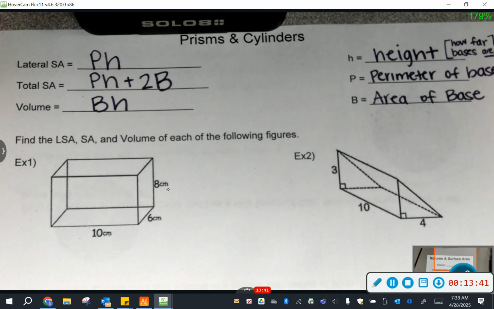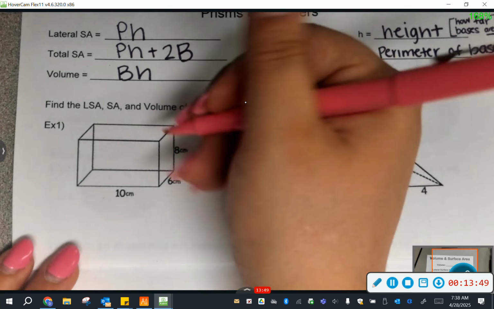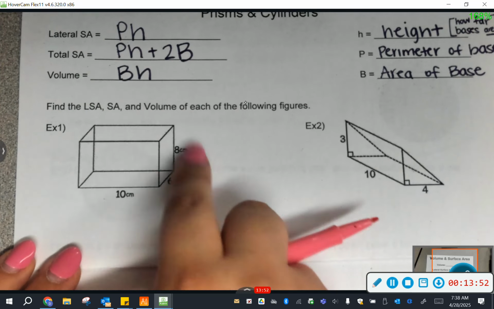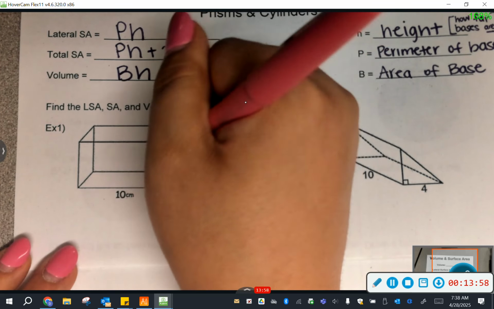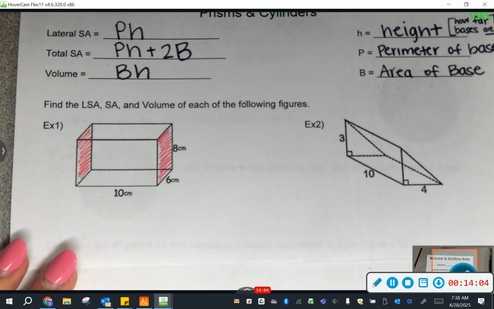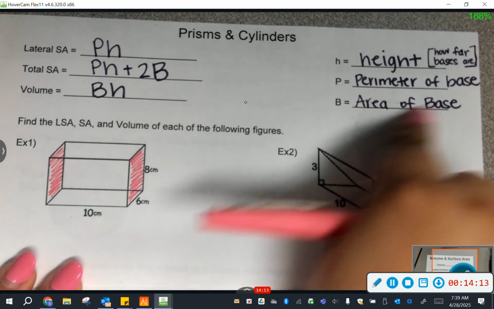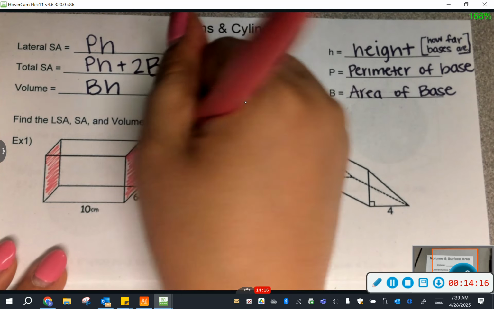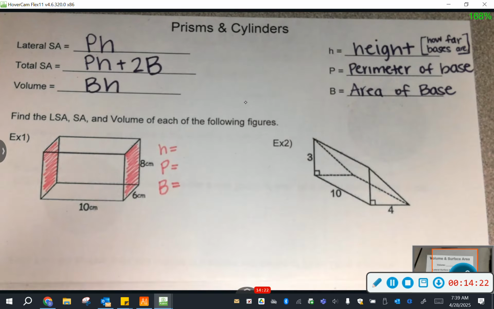All right, so how do we do this? We are just going to plug in the information. So on number 1, I'm going to make the base. Do y'all want to make the base the bottom or the side? It doesn't matter. The side? Okay. So I'm going to shade in the sides. These are my bases. Do y'all agree they're never going to touch? Yeah. And do you agree they're the same? Yeah. All right. So the first thing I'm going to have to do is find all of this stuff on the right. I need to figure out what H, P, and B are before I can do anything.